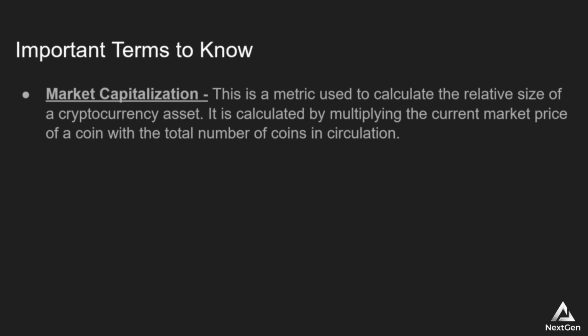More terms to know. One of the biggest terms and one of the biggest categorizations of cryptocurrency is categorizing coins based on their market capitalization. So this is a metric used to calculate the relative size of a cryptocurrency asset. It's calculated by multiplying the current market price of a coin with the total number of coins in circulation. So it would look something like this, where market cap is equal to the current price multiplied by the circulating supply. Remember, the circulating supply is the amount of coins available to the public.